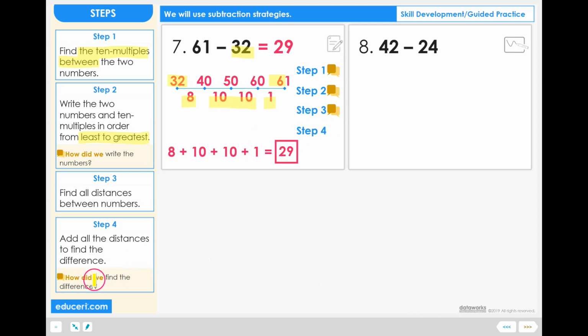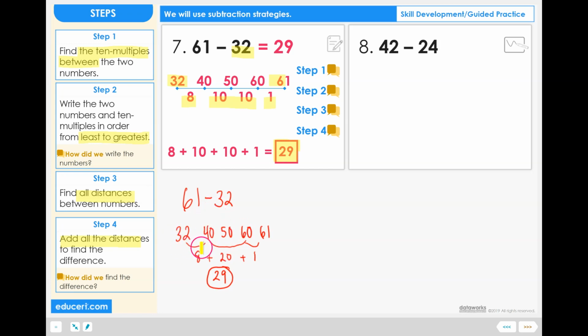The question for step number 4, how did we find the difference? I'll give you a moment to think about it. To find the difference, we found all the 10 multiples between the two numbers, put them in order from least to greatest, found all the distances, and then added all the distances to get a value of 29 as the difference. Before we move on to number 8, I want to go ahead and show you another way that this could be written down in your homework.